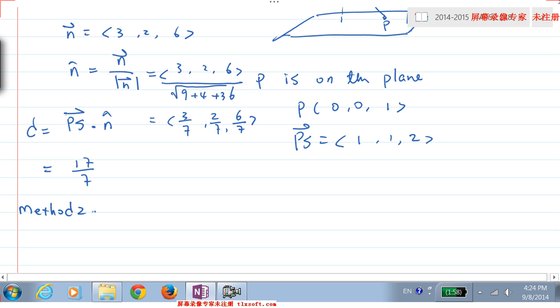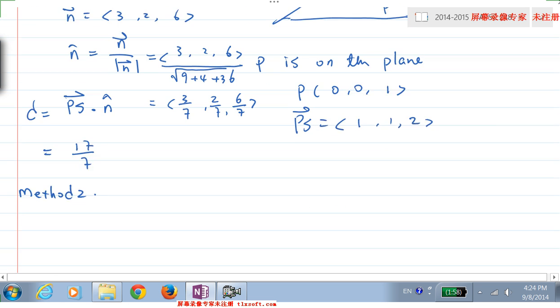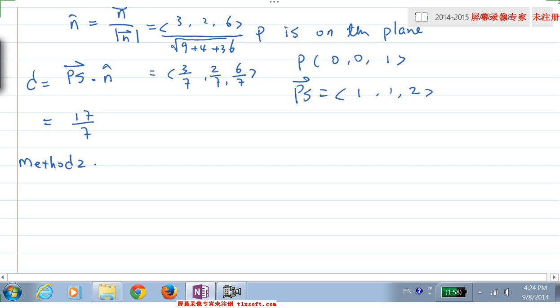So let's look at another method here. Okay, second method here, just to expand our vision to a little bit different solution. But all the different methods here, all making use of the concept of vector. Okay, so I'll redraw the diagram here.